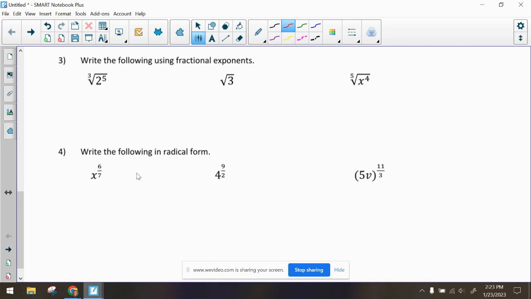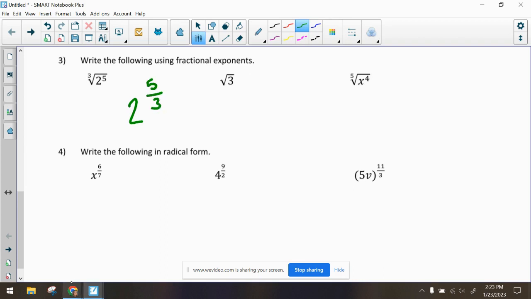Going down to questions 3 and 4, these ones are just rewriting each of the expressions below in the opposite form. So question 3, we're writing them using fractional exponents, and then number 4, we're writing it in radical form. The first thing that we're going to do is identify the base. So the base here is 2, the exponent is 5, and the index is 3.